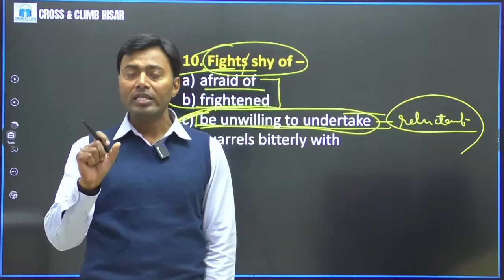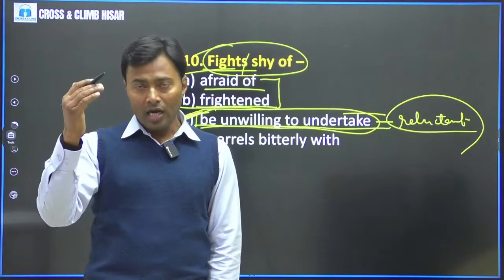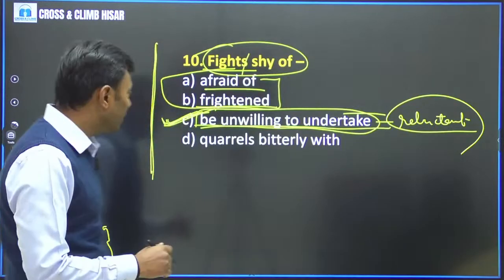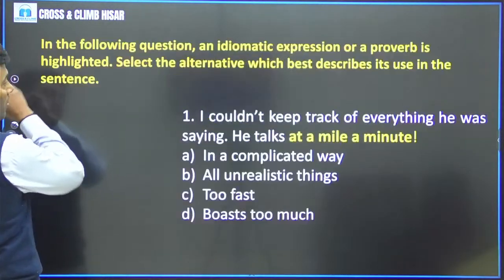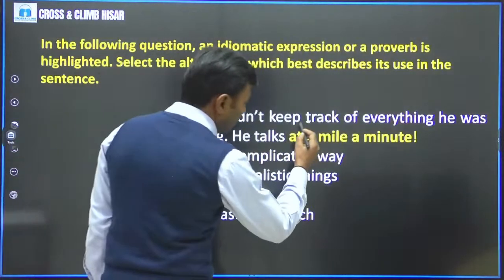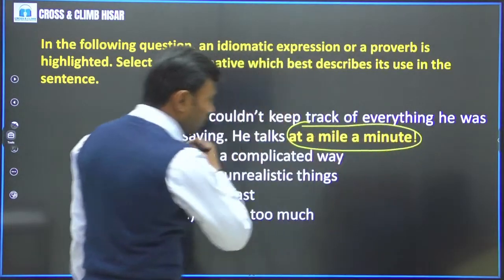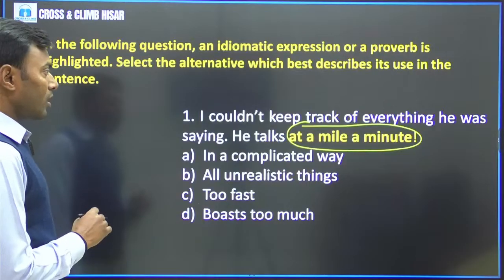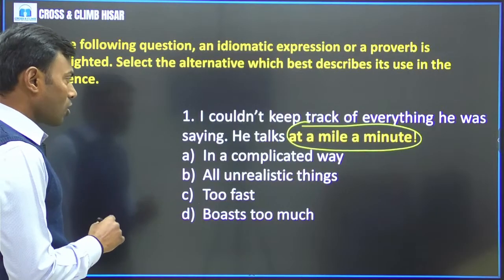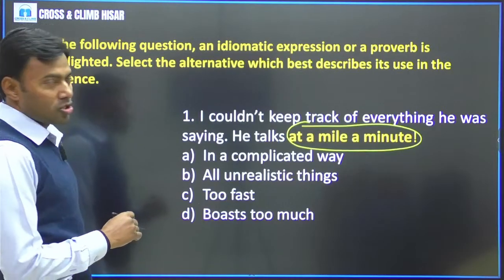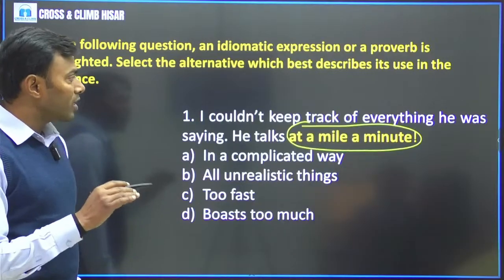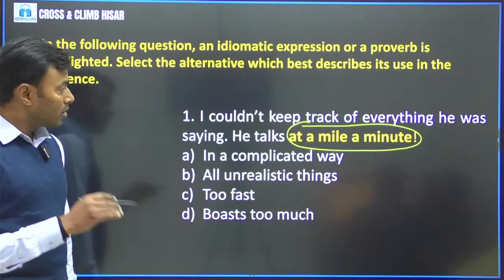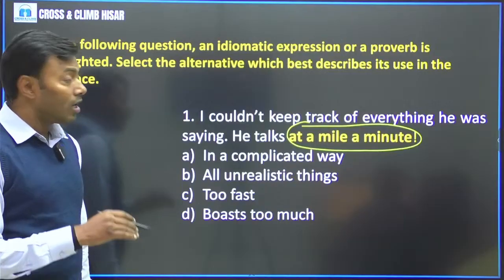So you have to read the statements very carefully, then out of 4 options you have to choose the one that best replaces the phrase that is written in bold. Now, I could not keep track of everything he was saying. He talks at a mile a minute. Why could I not keep track of everything? Because he talks at a mile a minute.